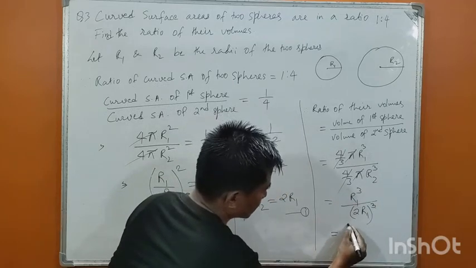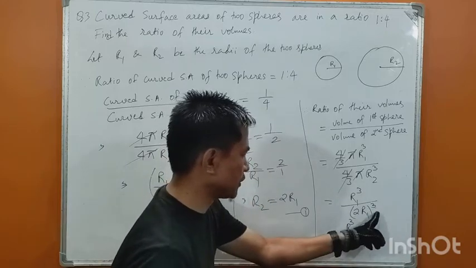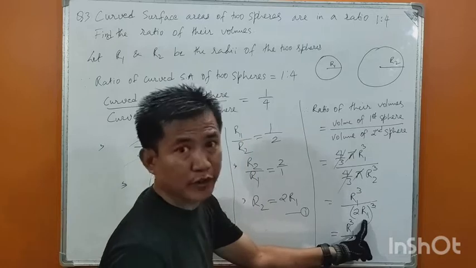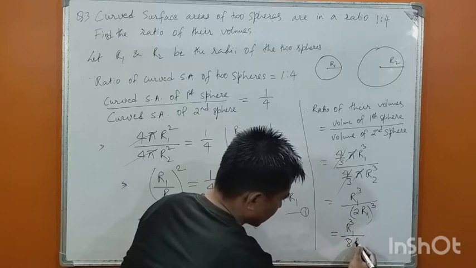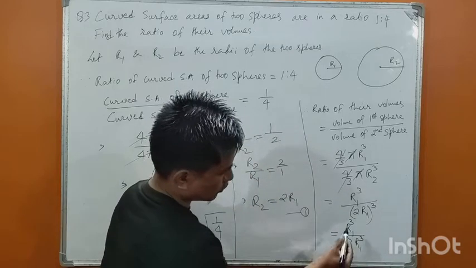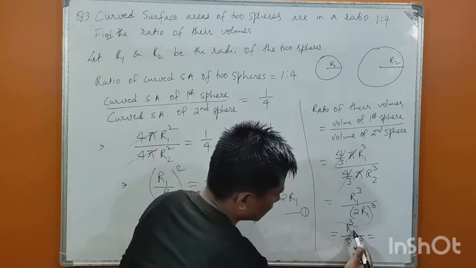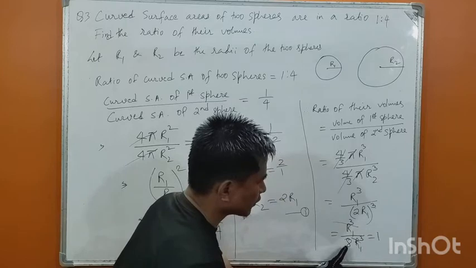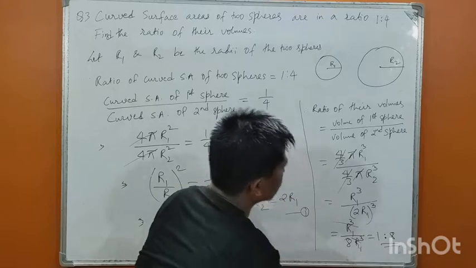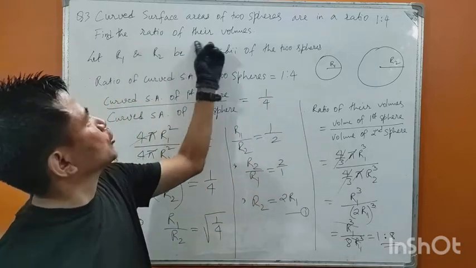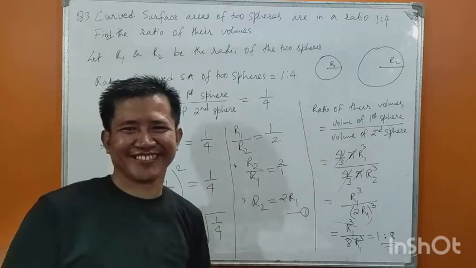So r1 cube remains in the numerator as it is. We have (2r1) cubed, isn't it? This cube is for both the numbers 2 and r because both of them are within the bracket. So 2 cube means 8, and r1 cubed stays r1 cubed. So this r1 cubed and r1 cubed can be cancelled. So in the numerator we have 1 and in the denominator we have 8. 1 upon 8 means 1 is to 8. So we were asked to find the ratio of their volumes. The ratio of their volumes is 1 is to 8. I hope you got this.